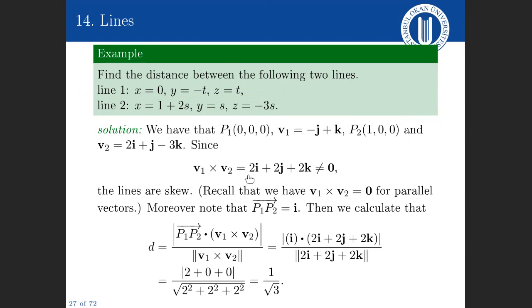First thing to do is to calculate v1 cross v2 to see if these two lines are parallel. Because v1 cross v2 is not 0, these two vectors are not parallel. I've skipped a step here. The next step would be to check if these two lines intersect. I can tell you that these two lines do not intersect. Because they do not intersect, and because they are not parallel, they must be skew.